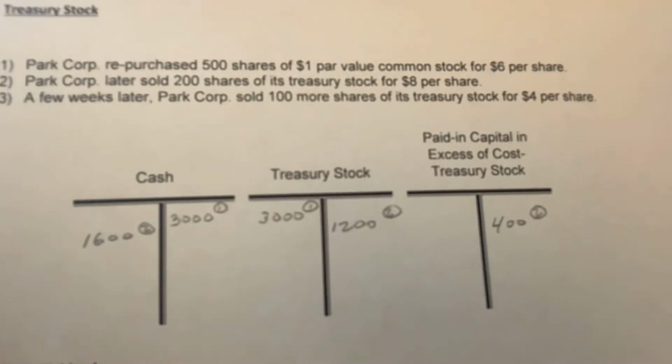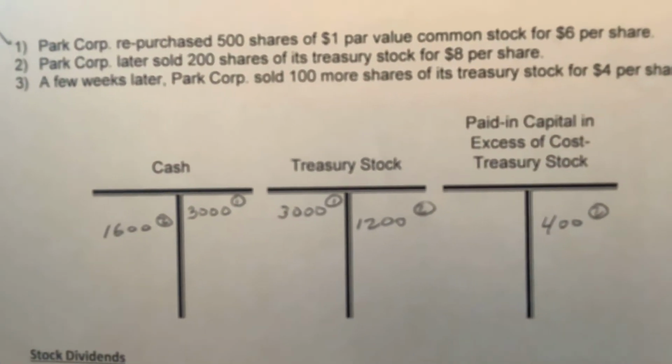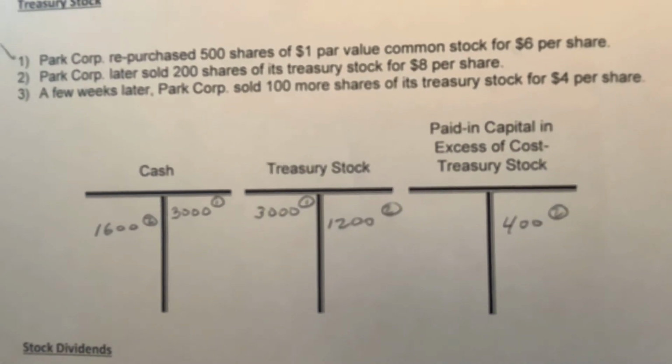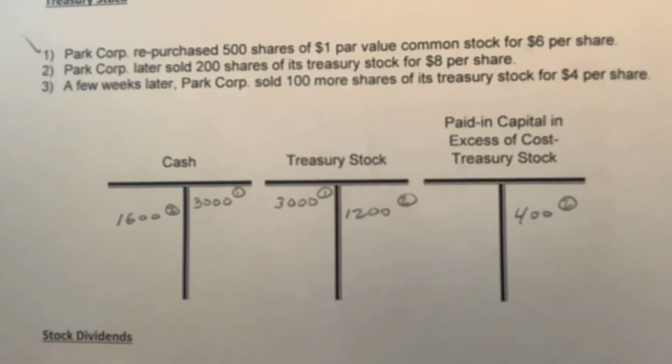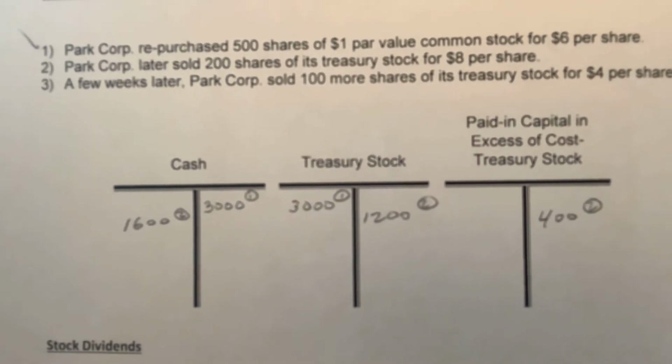That $400 credit is going to go to this other account here, called paid in capital in excess of Treasury stock, or excess of cost Treasury stock. Kind of a long name. Some people just call this an additional paid in capital account. So if you see that, that's also another name for this. But that balances out our entry. Now, again, you're probably wondering what kind of account that is. That is an equity account as well.